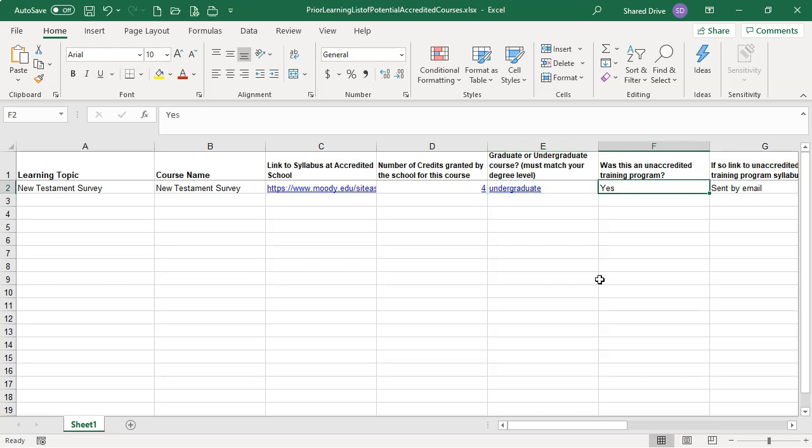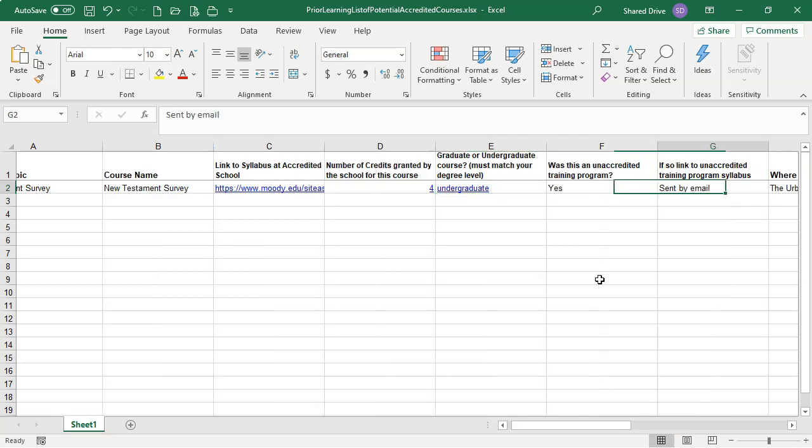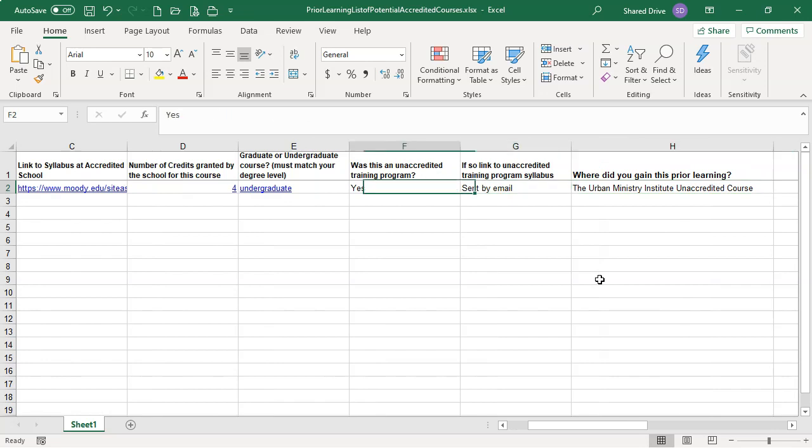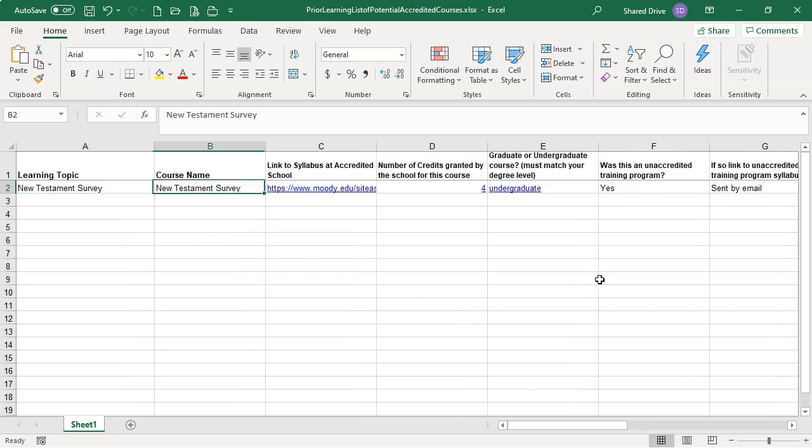Now, some of you may be trying to get credit for unaccredited training programs. So you attended a Bible school that wasn't accredited and it's not a partner with City Vision. So you would put yes if that was the case. Most of you are going to just ignore the rest of these comments. And if you had a syllabus for that program, then you're going to want to include that in your evidence. And then you would explain where you got credit for that.